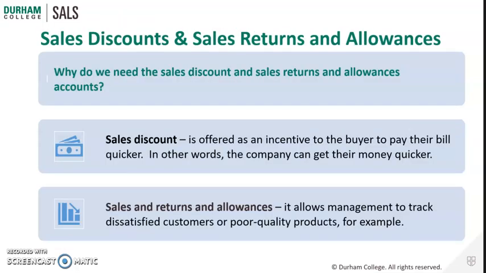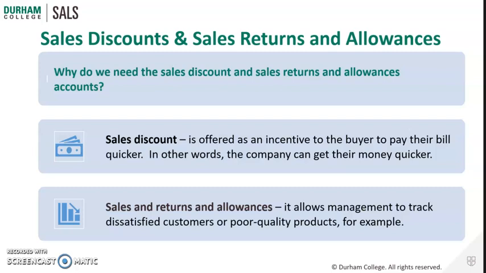So what's the purpose of sales discounts and sales returns and allowances? Well, sales discounts are given to buyers to get them to pay their bill quicker. This way, the company can use this money to reinvest in their company. Sales returns and allowance account allows management to track things like dissatisfied customers or poor quality products, for example.